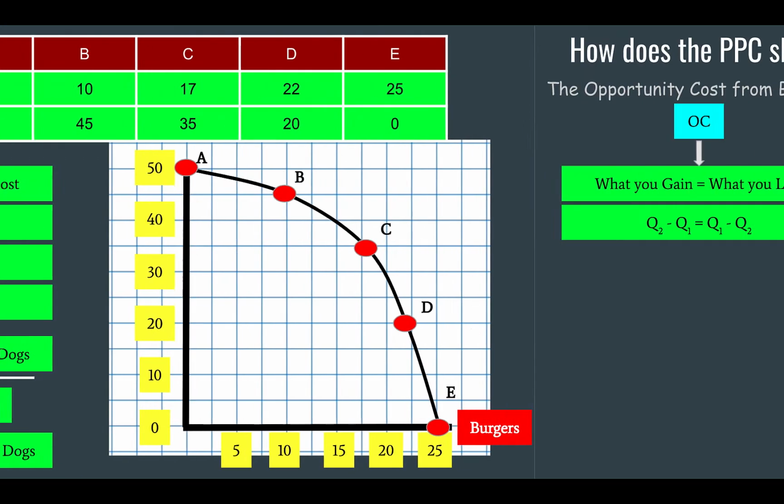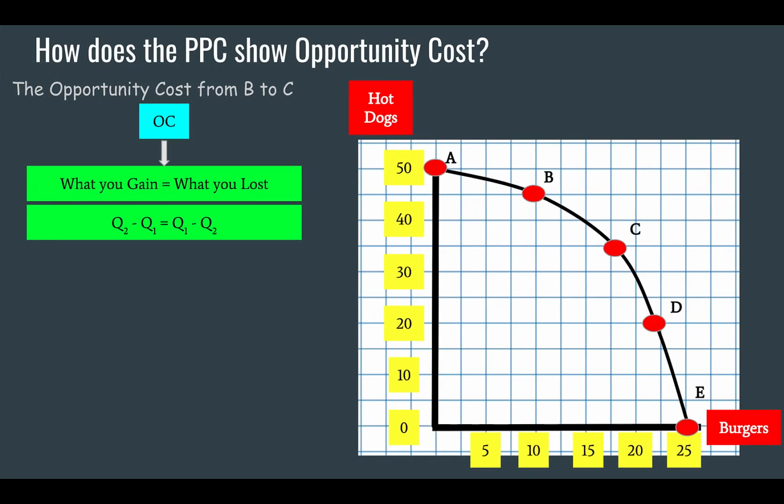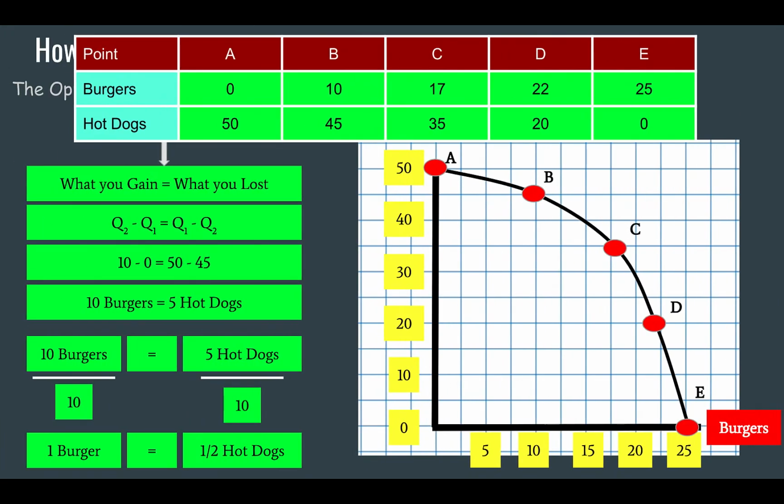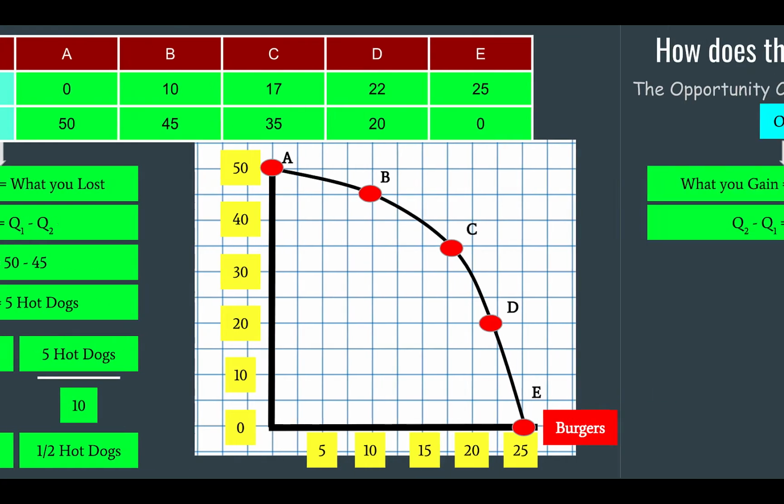Now, that's no problem. But with the previous video, we saw that all the way down, the opportunity cost is constant. With the bowed out PPC, however you want to say it, the opportunity cost is not constant. And watch what happens to the opportunity cost. So here the opportunity cost of increasing production of 1 burger was half a hot dog.